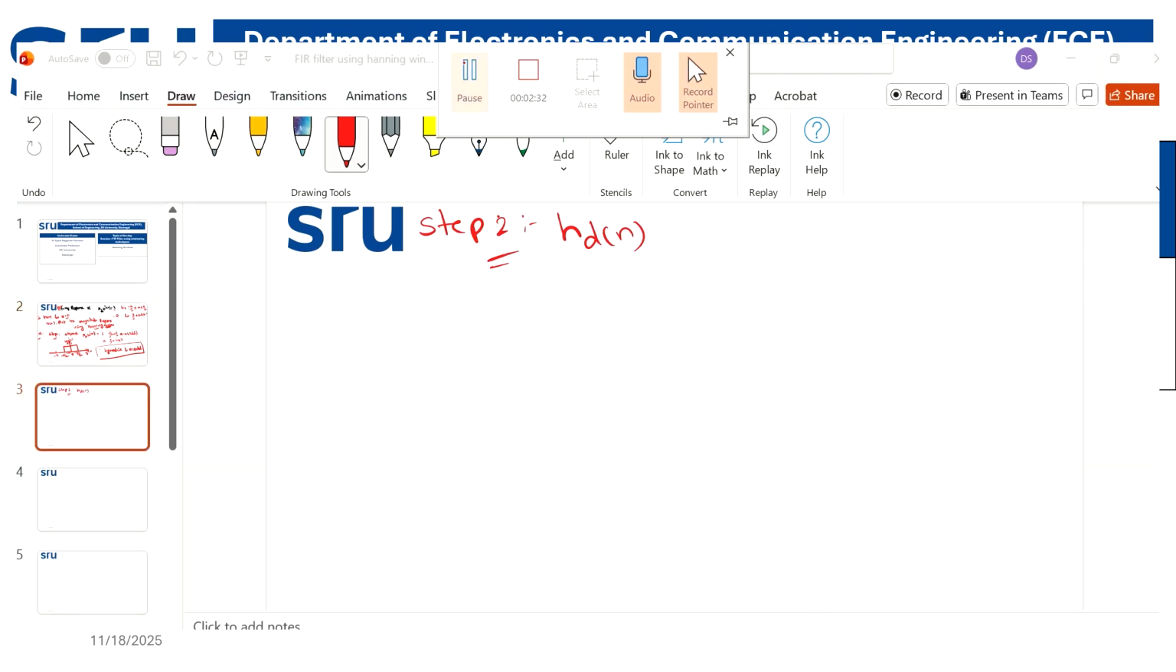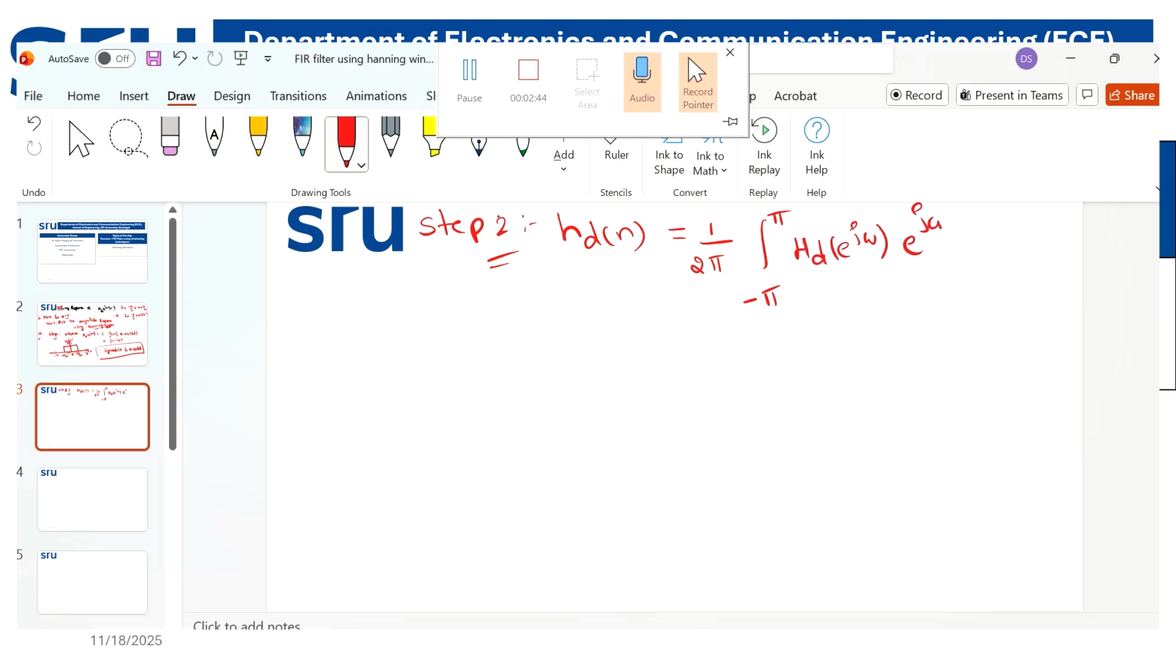Second step is finding the hd of n using the formula 1 by 2 pi integral from minus pi to plus pi of Hd of e power j omega into e power j omega n d omega. From the given characteristics, we have 1 by 2 pi, and the integral exists only between minus pi by 2 to plus pi by 2. The Hd of e power j omega value is 1, into e power j omega n d omega.